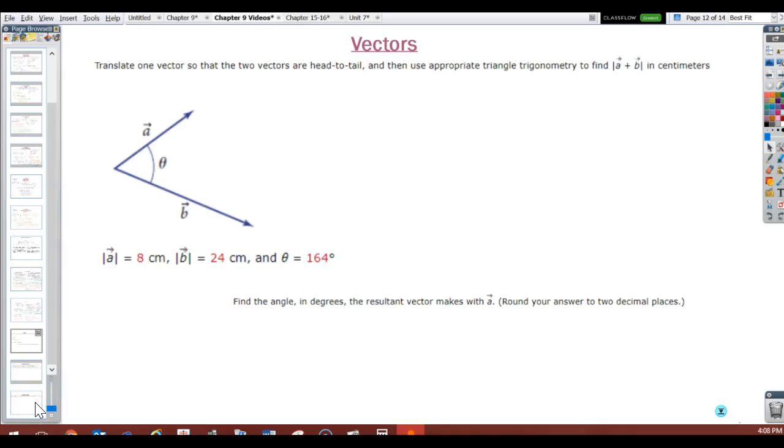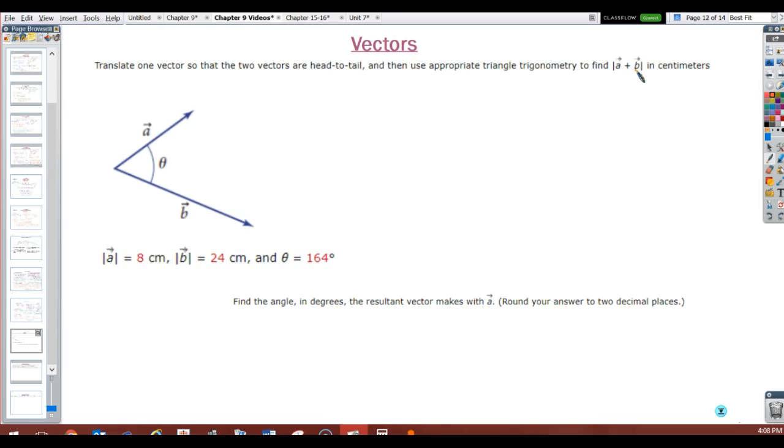So in this video, we have two vectors, vector A and vector B, and we are given the magnitudes of each of those and the angle between them. Our goal is to first translate one of them, so our vectors go from head to tail, and then we're going to use the law of sines or law of cosines to find the magnitude of the sum of the two vectors.